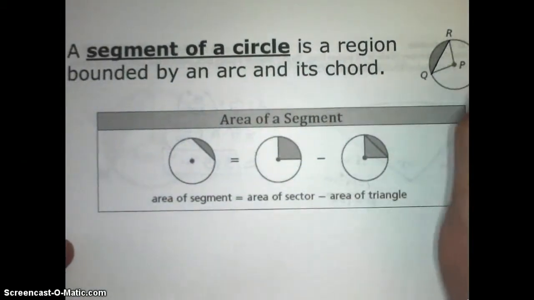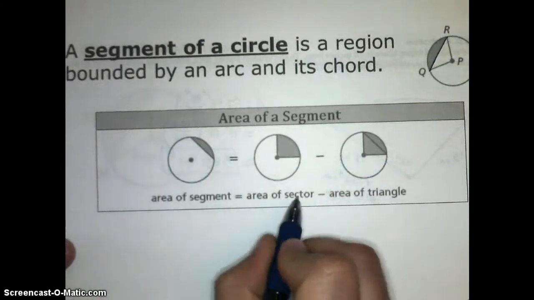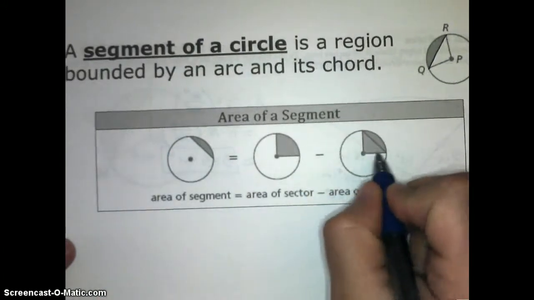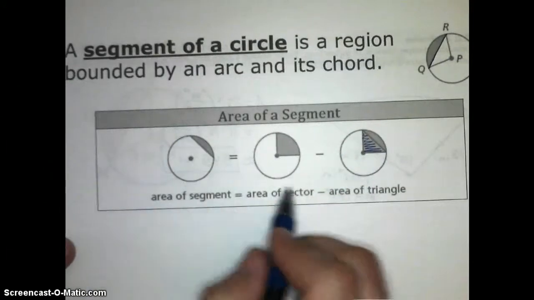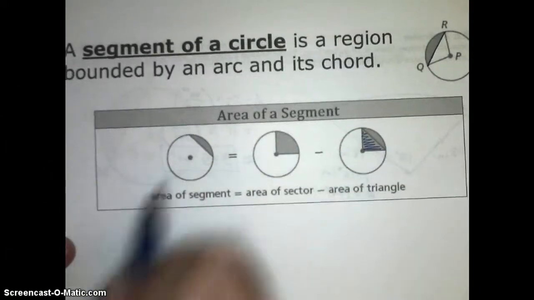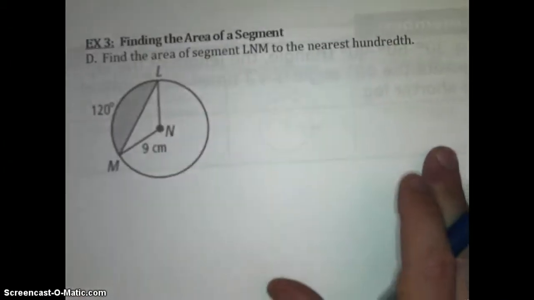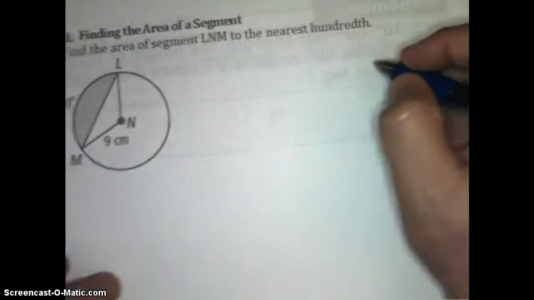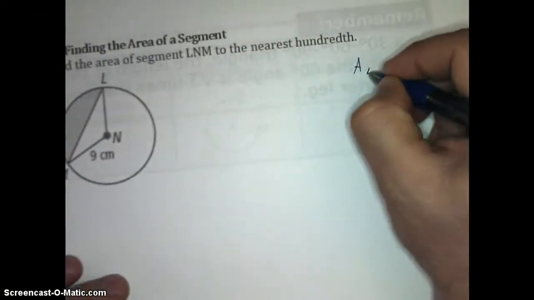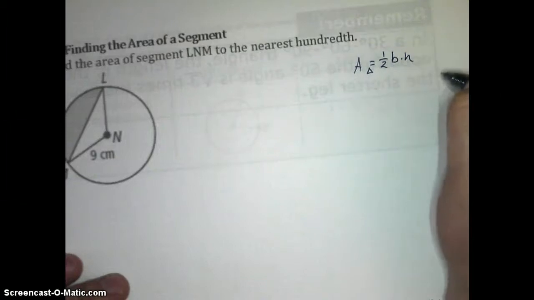So in order to find that area, we follow this pattern. The area of the segment of a circle is equal to the area of the sector minus the area of that triangular region. We're going to take that triangular region away from this whole sector area, and we get that as our leftover. So that's what we get to do in this example. Now we have to remember how to find the area of a triangle, so I'm going to remind you of that formula. Area of a triangle is 1/2 base times height.